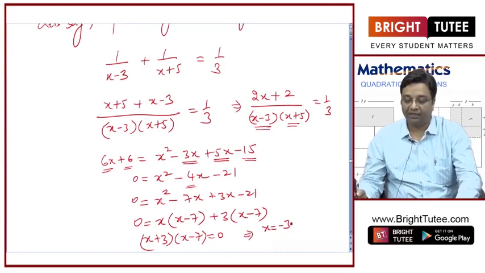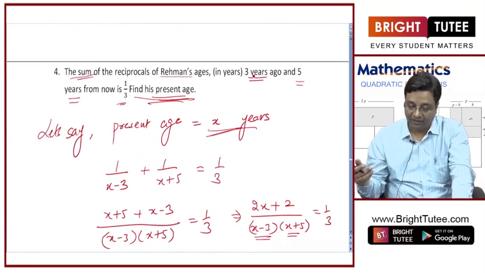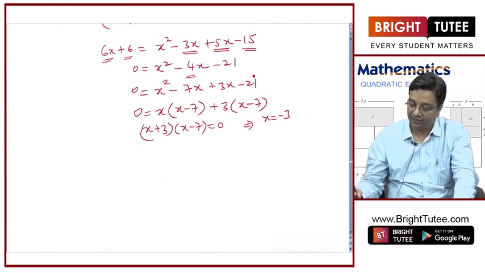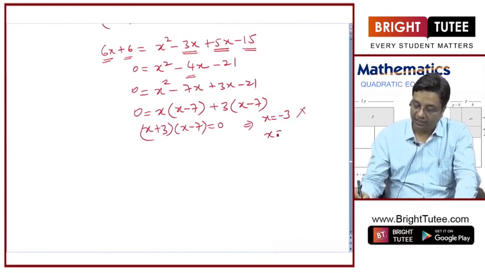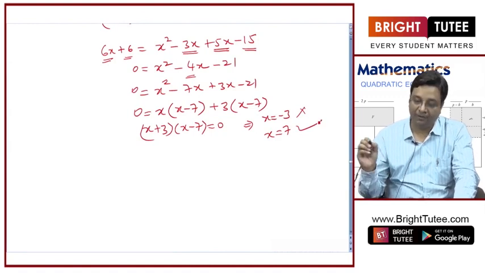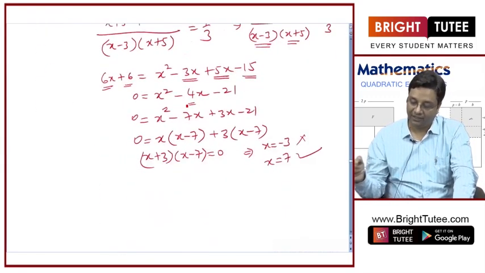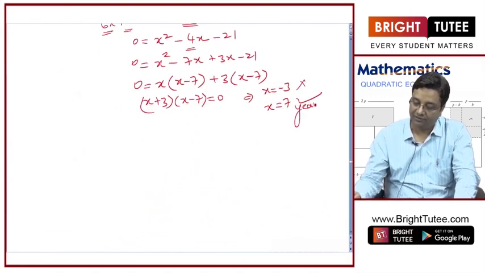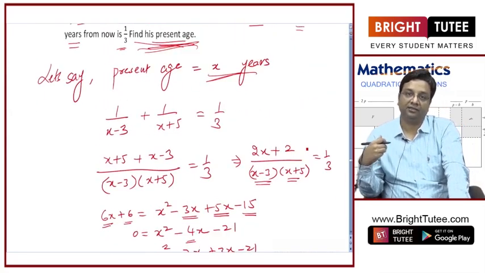which is clearly not valid because it is the present age of a boy, the present age of Rahman, right? So this is clearly not a valid answer. The other answer is x = 7, which is acceptable. So the present age of Rahman is 7 years. Okay. So this is the answer.